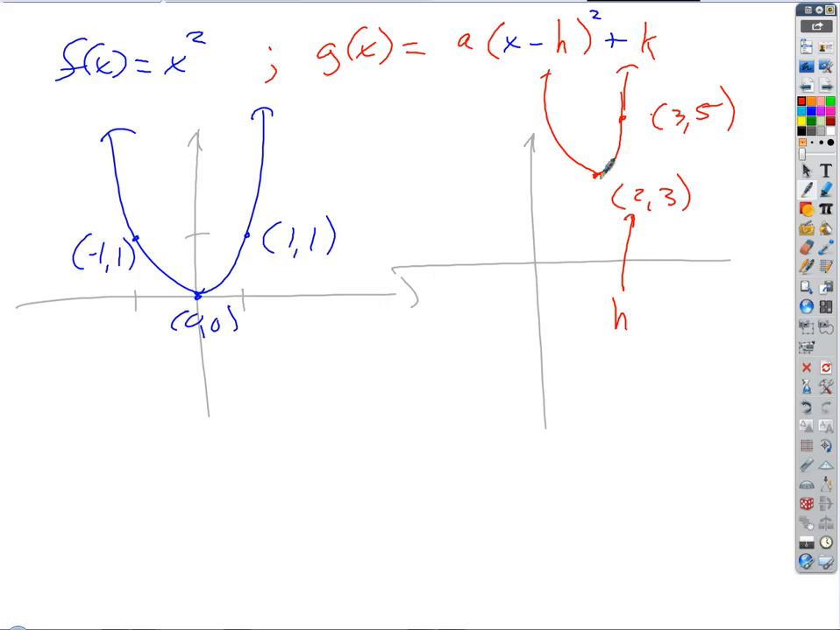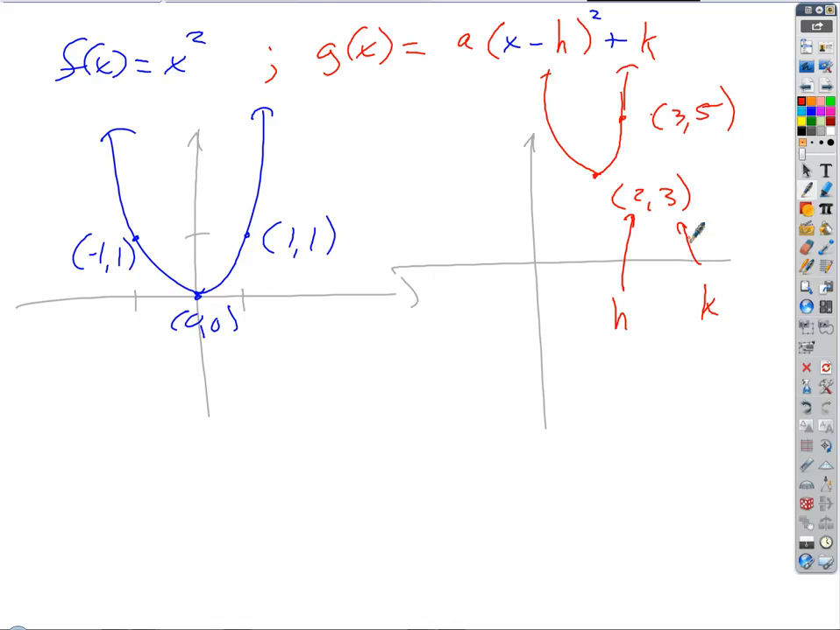I think there's the vertex. What are H and K? Those are just the coordinates of the vertex, because that's how far we slide it. So K is 3, right? And then now the other part's a little trickier. What's A going to be?